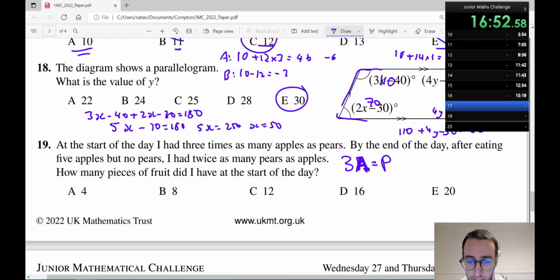So the ratio, well, this is definitely some ratio shenanigans. 3 apples equals a pear. Okay, what is going on? But in the day, after eating 5 apples but no pears, I had twice as many pears as apples. So it has to be a multiple of 3 and something else.